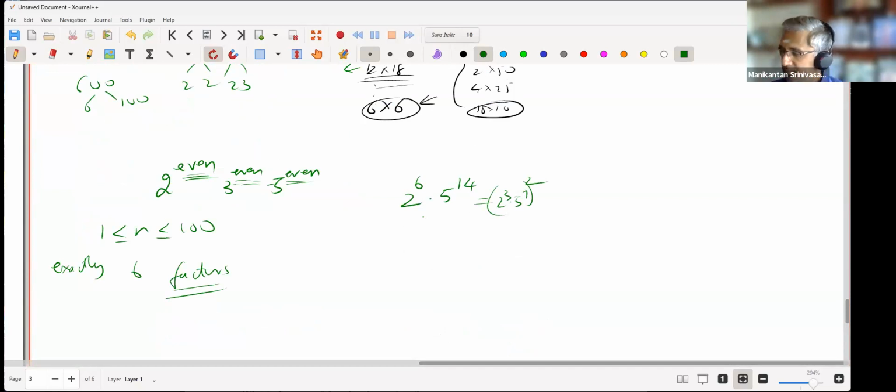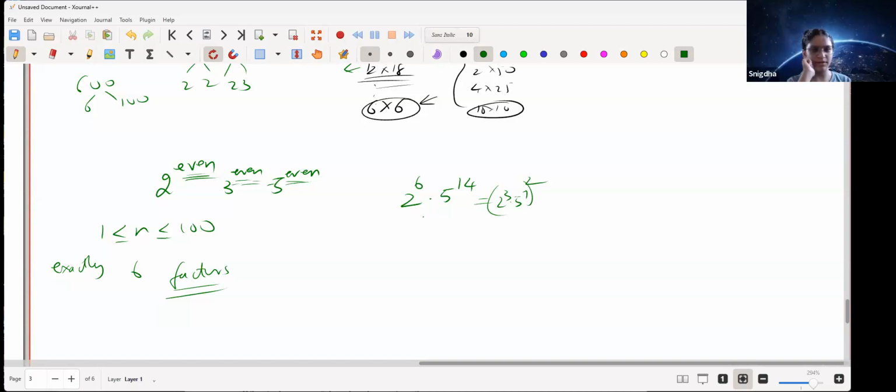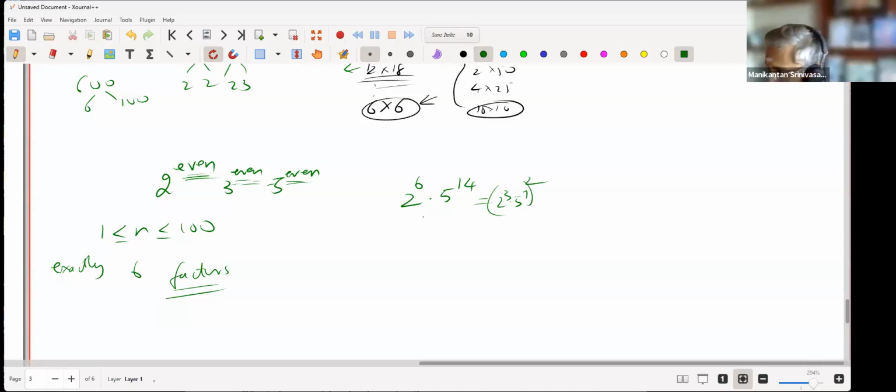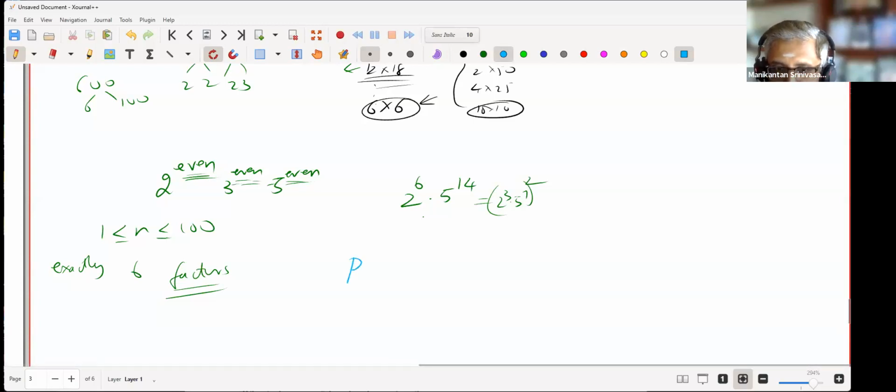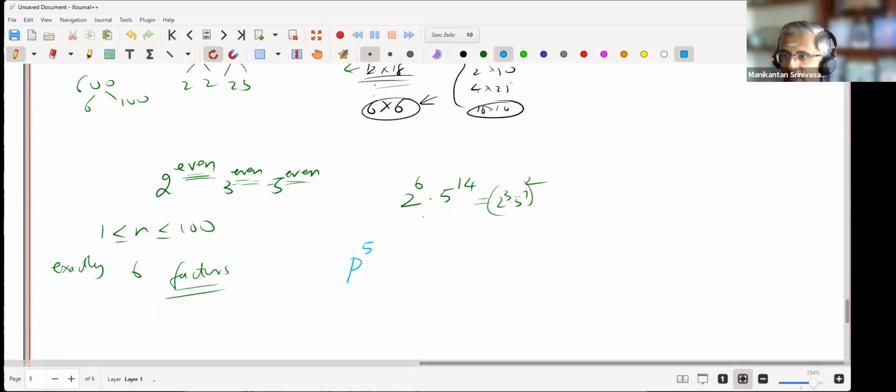Okay, think about it, guys. Prime numbers to the power 5. Good. Okay, that's not complete, but yes. So if I have a prime number to the power 5, if P is a prime number, that will have 6 factors. How many such numbers do we have from 1 to 100, which are a prime number power 5?